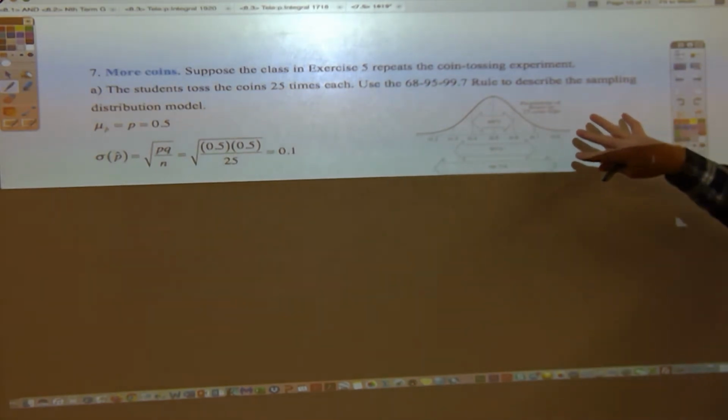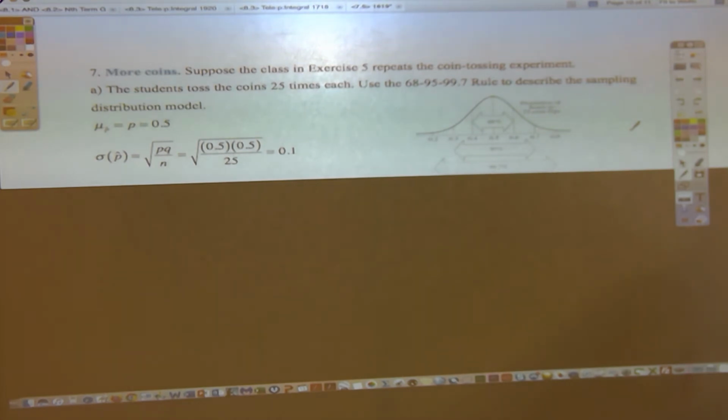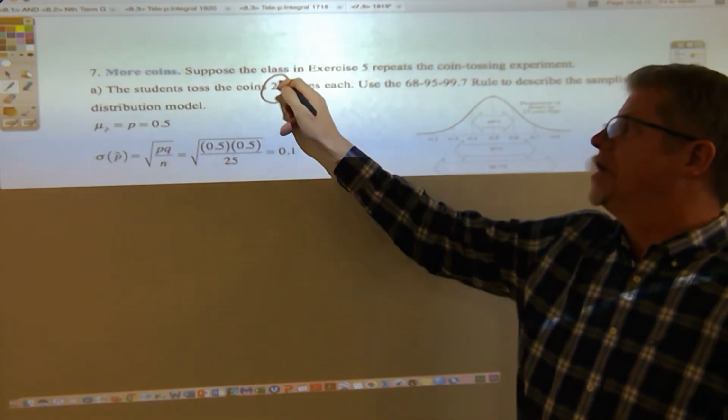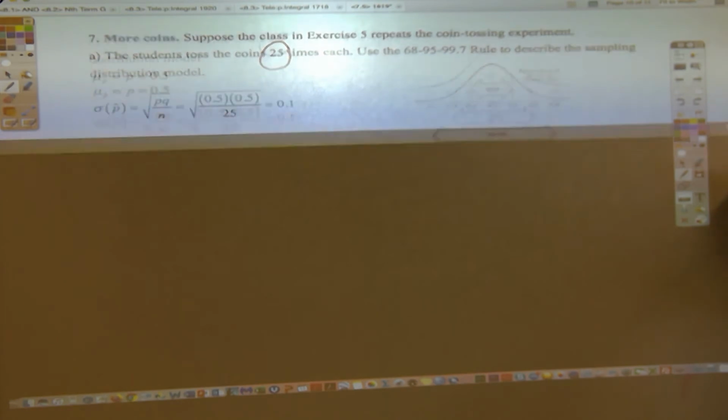Now I'd like you to focus in on the problem set. We're going to look at more coins in the problem set. So now suppose the class in exercise 5 repeats the coin tossing experiment, but this time every student tosses the coin 25 times each.